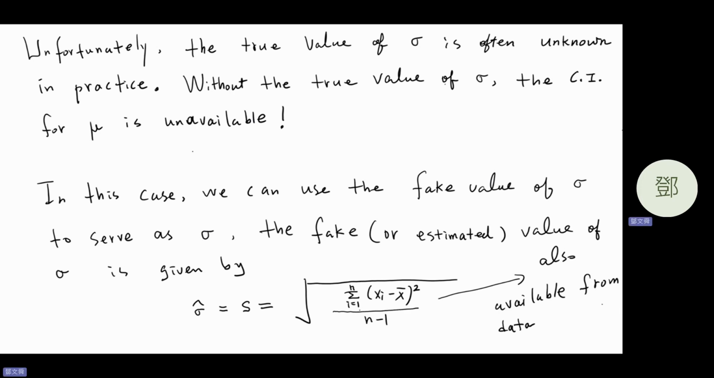Now we don't have to worry about the true value of sigma, because in this case, where the value of sigma is unknown, the true one is unknown, then we can use the fake one. The fake value, or you can say estimated value of sigma, is given by s. And now we use the notation sigma hat. If you see any hat in statistical notation, this hat always means estimated or fake.